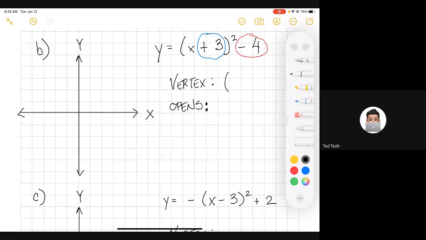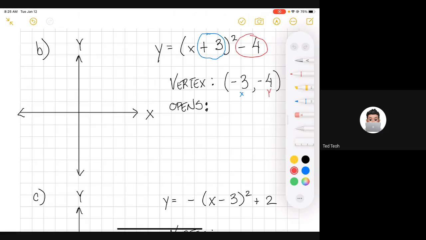Okay, so please get the vertex correct. I have a positive 3 inside the bracket. So when I write the vertex out, it's going to be a negative 3. And then the number outside the bracket stays the same. It's just going to be negative 4. Okay, again, this is the x. This is the y.